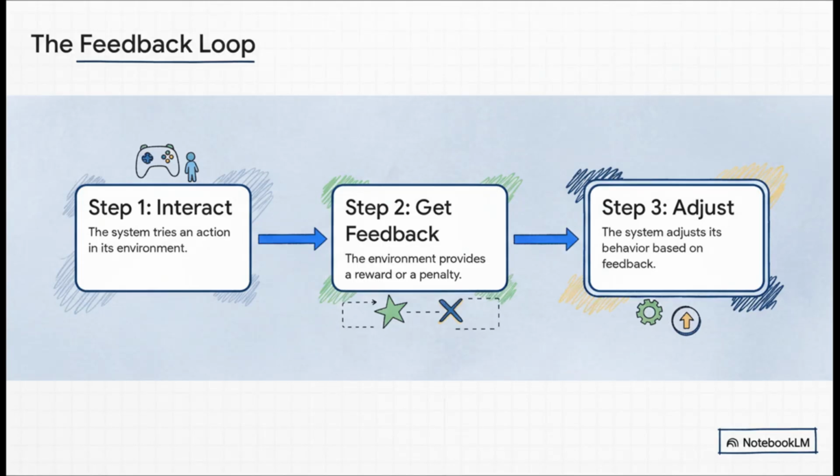So how does it actually work? Well, it's all about a continuous feedback loop. Super simple, really. First, the system just tries something. It makes a guess, it interacts with its environment. Then, the environment gives it some feedback, maybe a reward for a good move or a penalty for a bad one. And finally, the system takes that feedback and adjusts its behavior, always trying to get more rewards and fewer penalties over time.